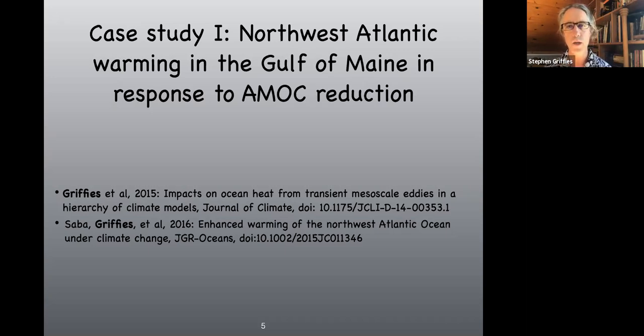So the first case study is the Northwest Atlantic, and it's not necessarily a sea level story in this case. It's more of a sea surface temperature and bottom temperature story. But insofar as temperature affects thermosteric sea level, it is important for sea level along the coast. And this is based on a study from Vince Saba et al. that came out 4 years ago, where we were looking at the Northwest Atlantic and in particular the Gulf of Maine and the response to the AMOC reduction in the simulations.